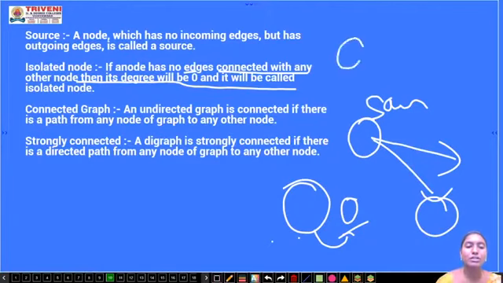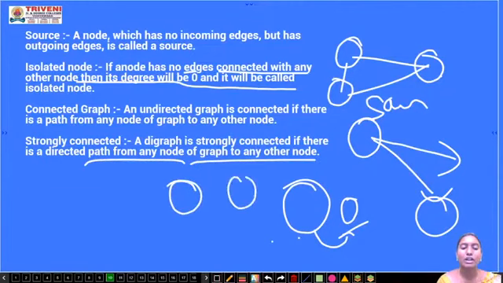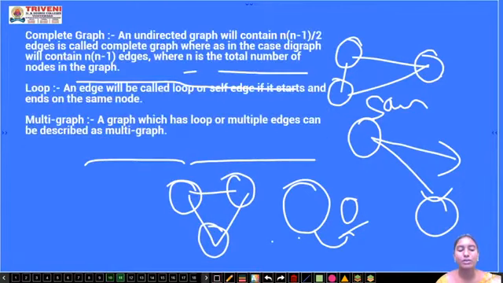If in an undirected graph we can go from one node to another, combining edges to produce a path, then we call it a connected graph. A digraph is strongly connected if there is a directed path from any node of the graph to any other node. Strongly connected means that from any of the nodes to any other, the graph provides a direction, then we have to call it a strongly connected graph.